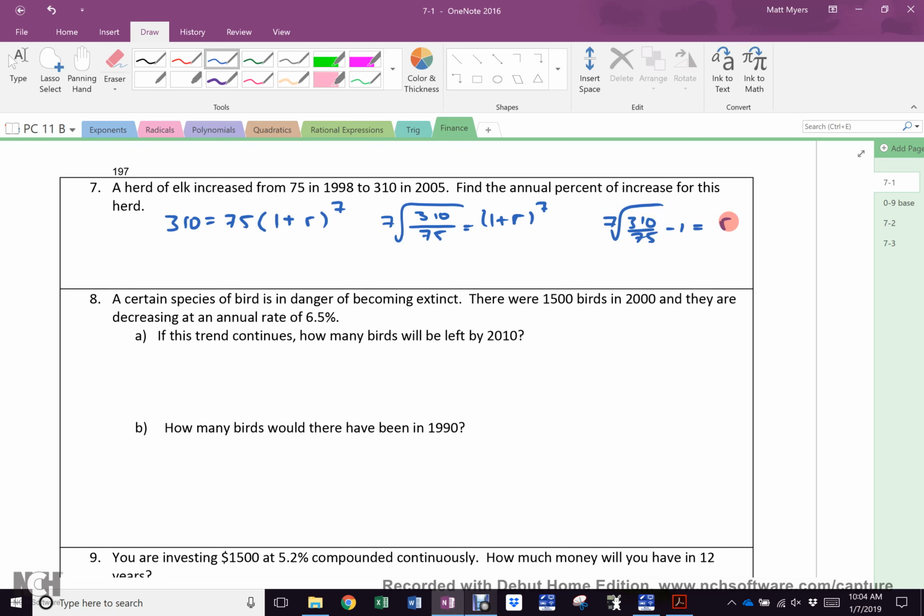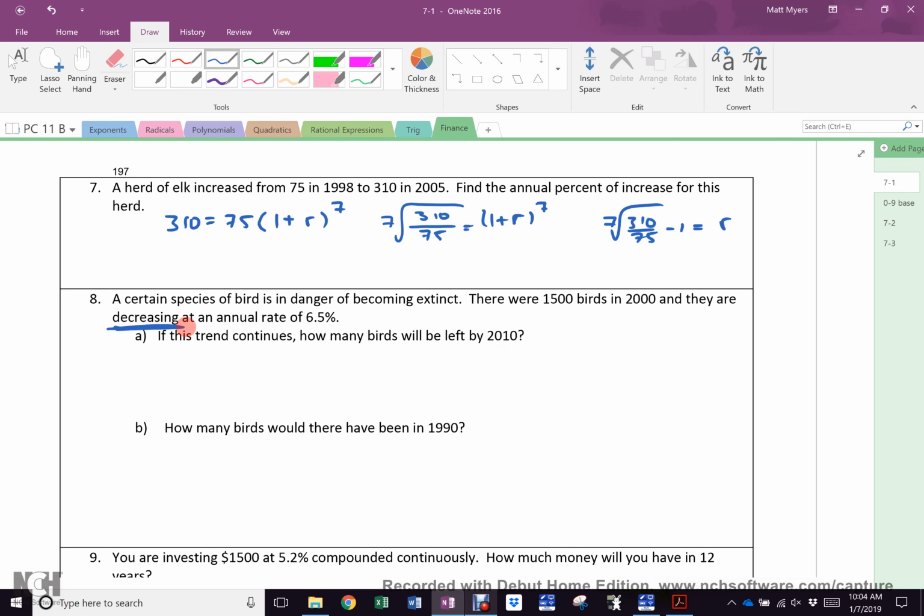Now, what makes number 8 different? Is anything different with 8A? Or is 8A pretty normal? 8A is pretty normal, right? How many birds will be left in 2010? But something is different. They are decreasing. So what does that mean? The rate is negative.